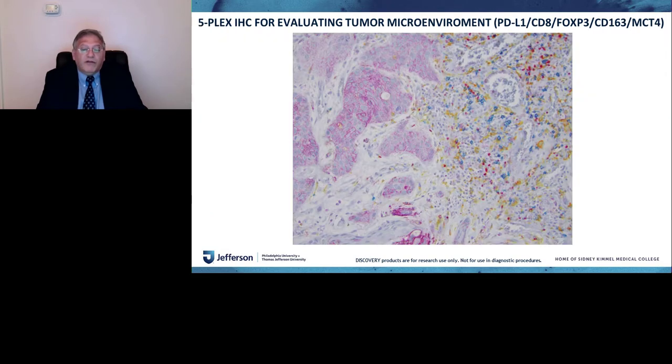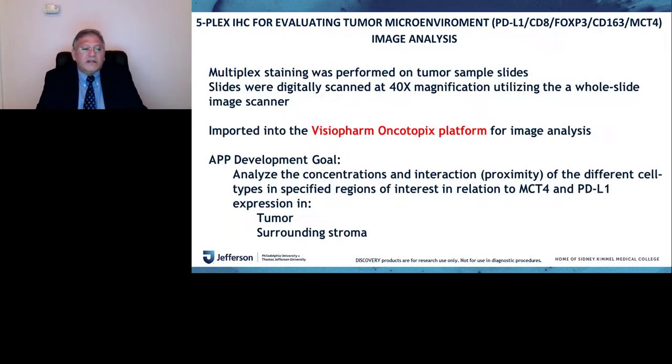This is an example of another specimen from the same cohort. Here you have a very metabolically active squamous cell carcinoma, evident with the positive MCT4 as a pink or purple marker. And again, you see the lymphoid infiltrate surrounding the tumor. So these are good images, nice images. And the question is, how do we analyze this? I mean, what information can you get out of these beautiful images?